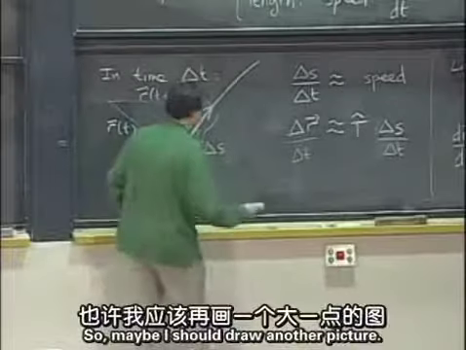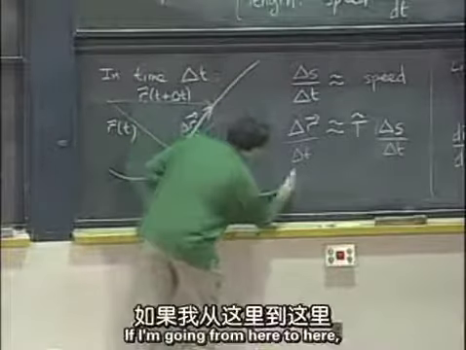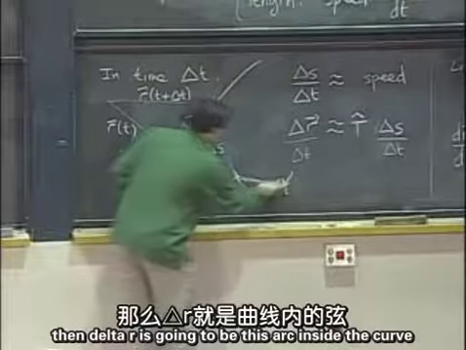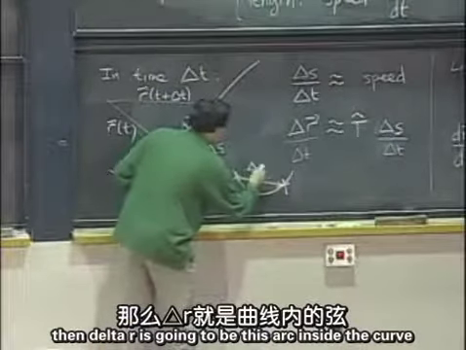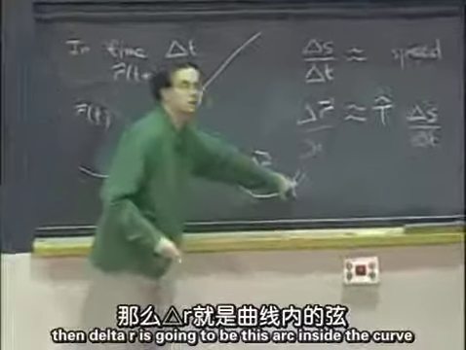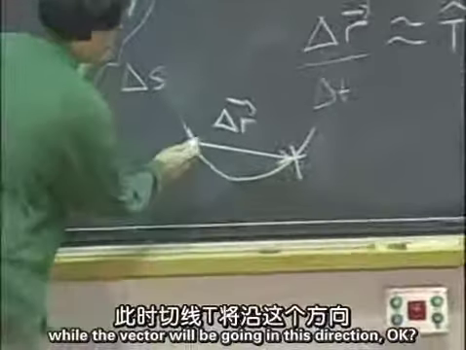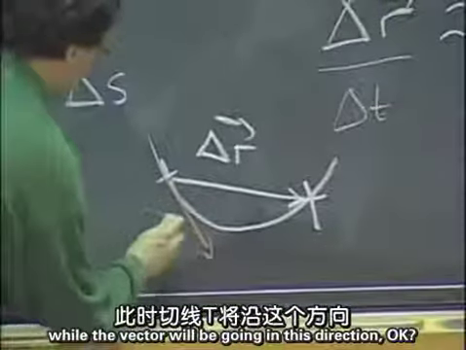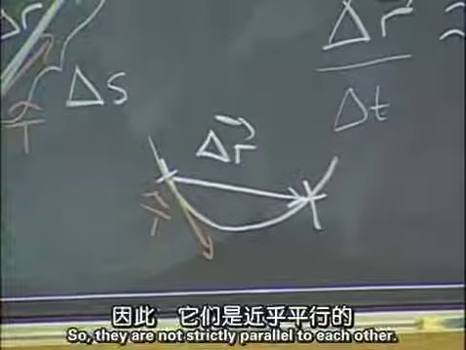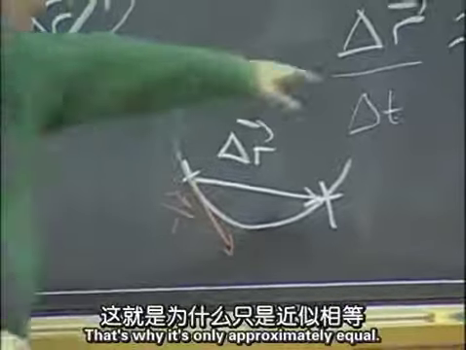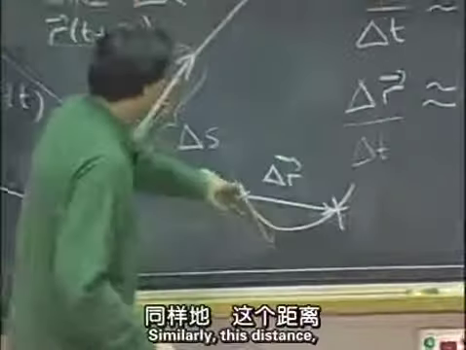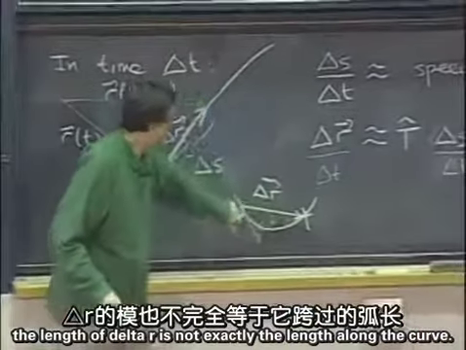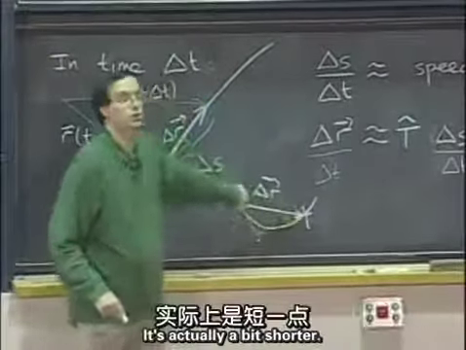So maybe I should draw another picture. If I'm going from here to here, then delta r is going to be this arc inside the curve, while the tangent vector will be going in this direction. So they're not strictly parallel to each other, and that's why it's only approximately equal. Similarly, the length of delta r is not exactly the length along the curve. It's actually a bit shorter.